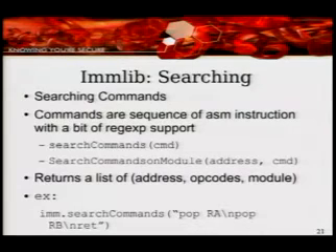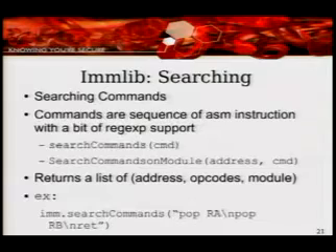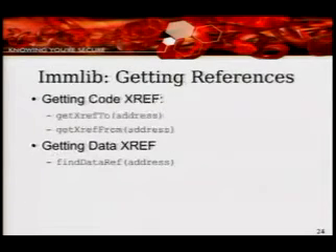Searching commands, which you can, for example, use to search regular expressions. And if you want a deeper search, you can even use the assemble method. You can assemble a command and then search it in memory. Okay, getting code cross-reference from data and code is also possible from the Immunity Debugger libraries.